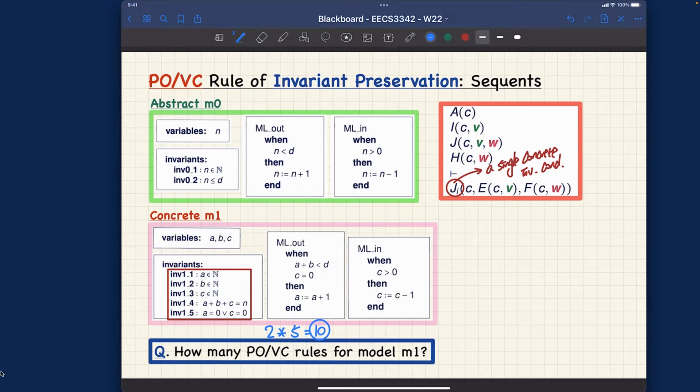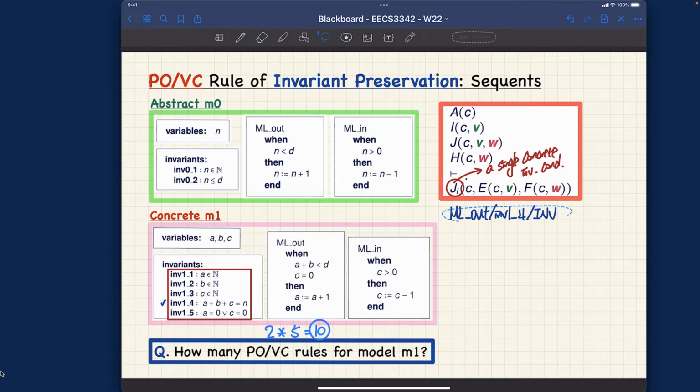But for now, we only talk about 2 of them. The first one I will formulate, let me write down the name, following the same naming convention. Let's say we talk about ML out, and then which concrete invariant do we want in the goal? Let's say we want invariant number 4 over here. So I'm going to put inv1 and inv4 over here. And we're talking about invariant preservation, right? So that's the first one I want.